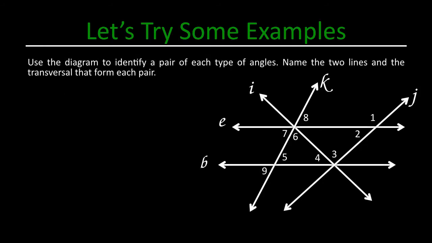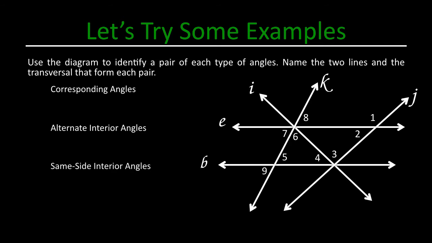Okay, so we've made it to the examples. We're going to use a diagram to identify a pair of each type of angles. We're going to name 2 lines and the transversal that form each pair. So remember, the transversal has to cut through 2 lines. We're going to go through corresponding angles, alternate interior angles, same side interior angles, and alternate exterior angles.